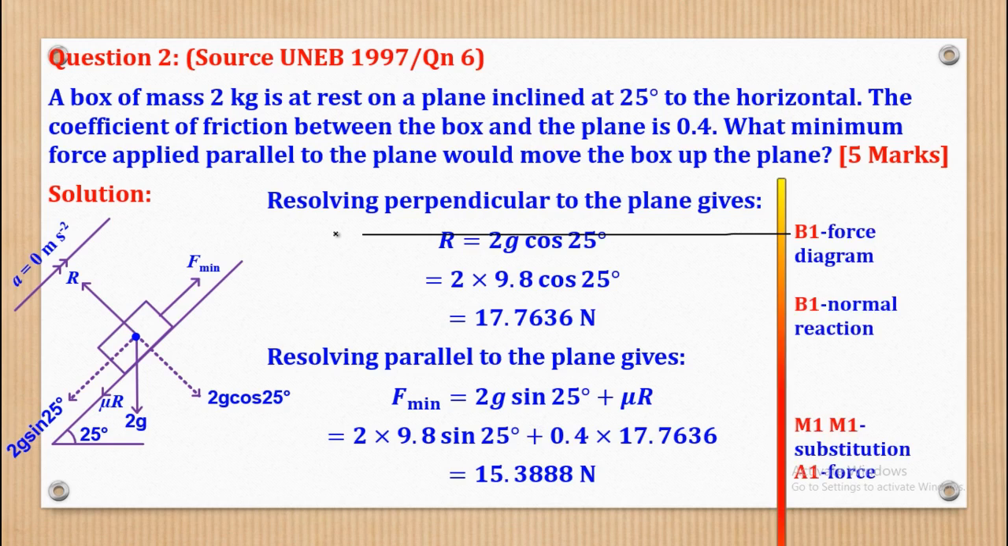So B1 for the correct force diagram with all forces shown and drawn using a ruler, B1 for normal reaction, M1 for this component of weight, and another M1 for friction. Then A1 for the output. So basically that's how the 5 marks could come about.